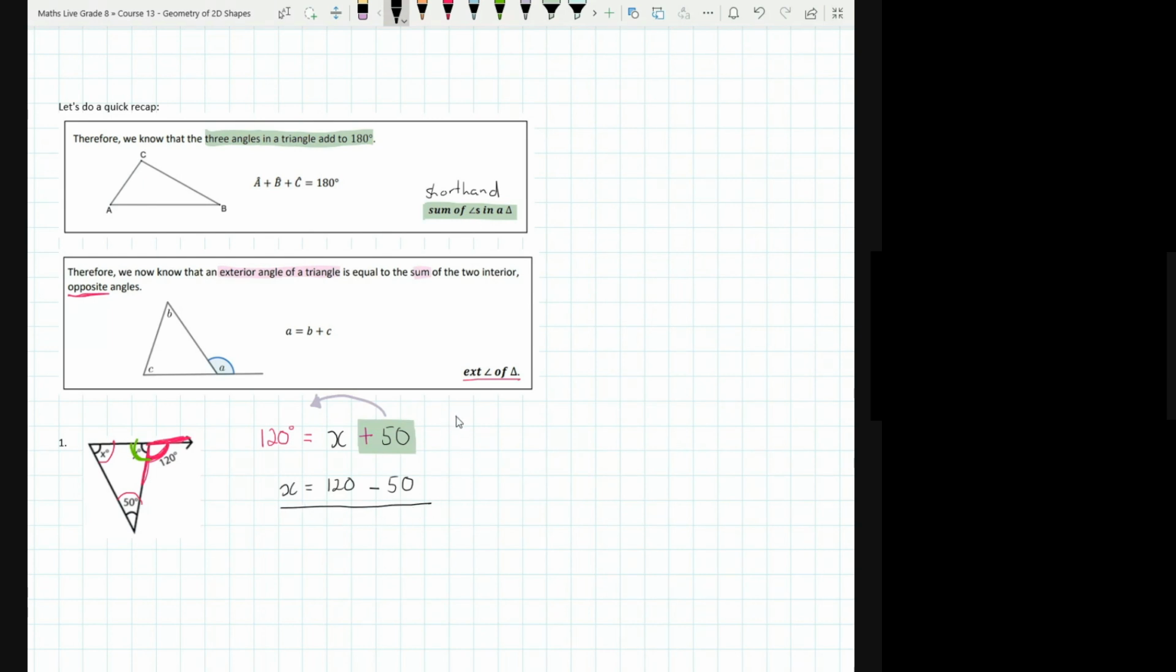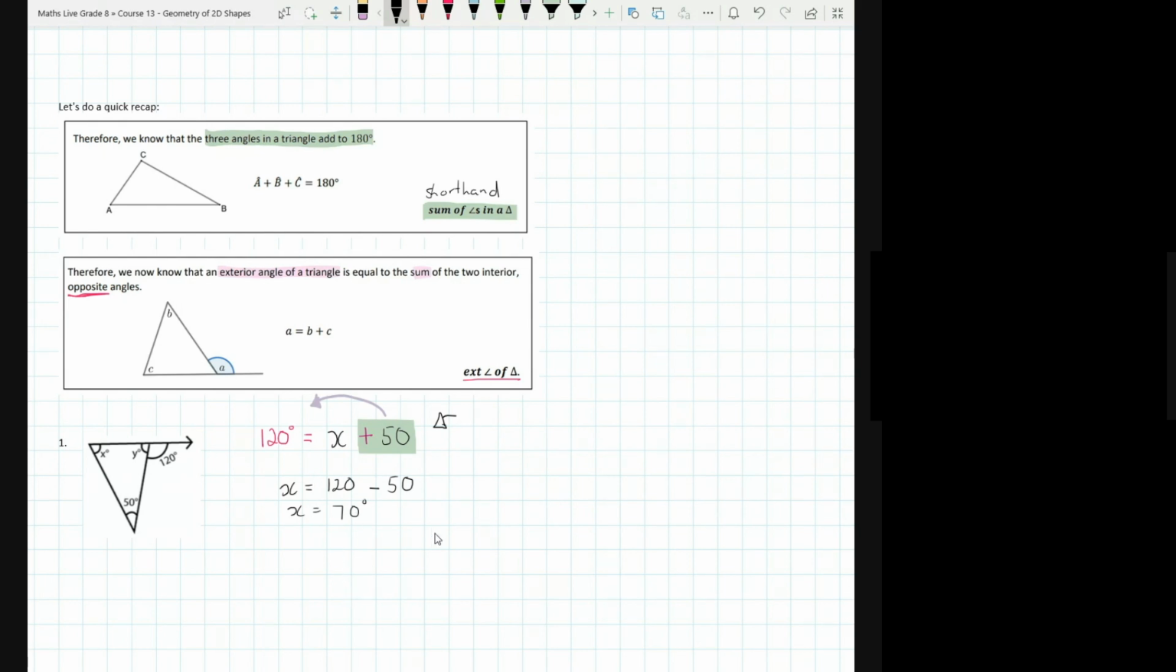Now he skipped this step, which is totally okay. If you are able to visualize this equation without having to do the top step, then you are more than welcome to skip it. I just included the top step in case somebody was confused as to where this equation came from. Umar, yes, what's next? So x is equal to 70. X is equal to 70.